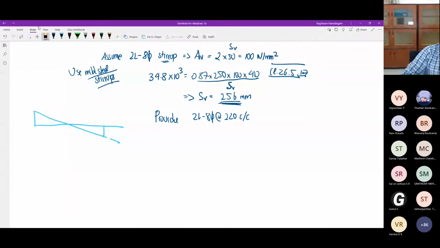We found it to be 2-leg 8 mm stirrups at 220. Okay, question is, what about the remaining region? Is it necessary that I should give the same 8 mm bars at 220 center to center? Should I give the same spacing, same stirrups in the remaining part also?